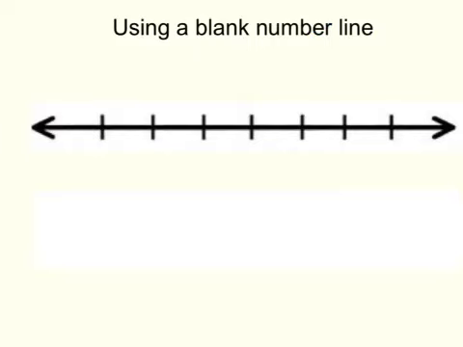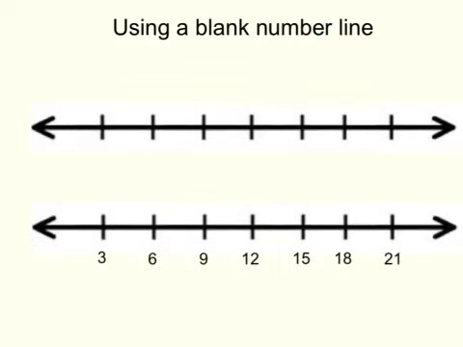This is a blank number line. When you have a blank number line, you can choose what it's counting in, as long as it still has equal parts. You could count in 1s, 2s, 5s, 12s, 20s, or even hundreds. This number line is counting in 3s. 3, 6, 9, 12, 15, 18, 21.